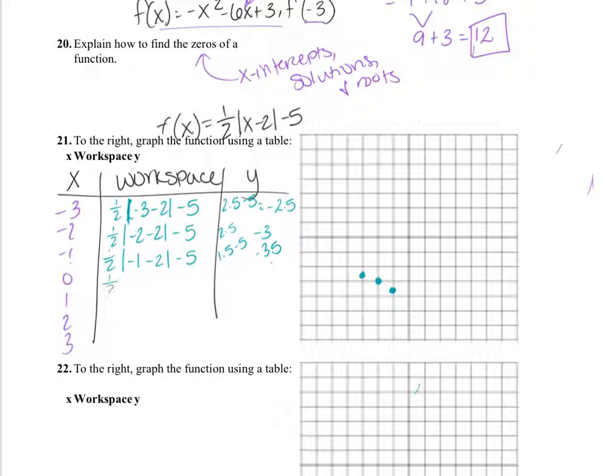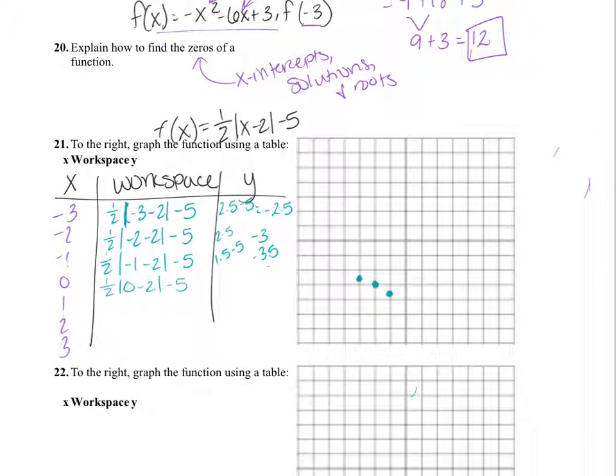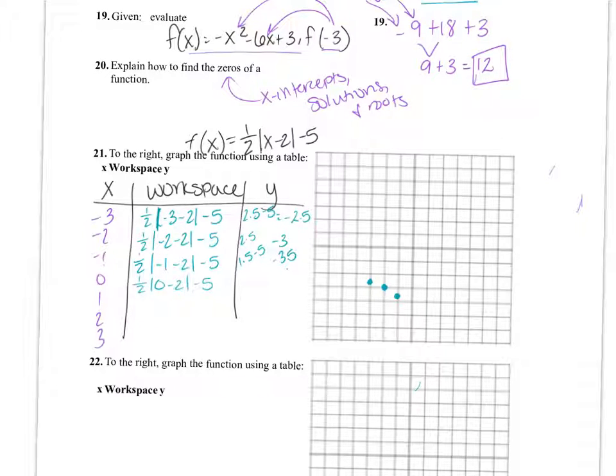And then we'll do 0. 0 minus 2 is negative 2, which becomes a positive 2 with absolute value. Half of 2 is 1, and 1 minus 5 is negative 4. So we get 0, negative 4. Then we do the same thing for 1: 1 minus 2 gives us a negative 1, which becomes a positive 1. Half of 1 is 0.5, and we subtract our 5, and you get negative 4.5.